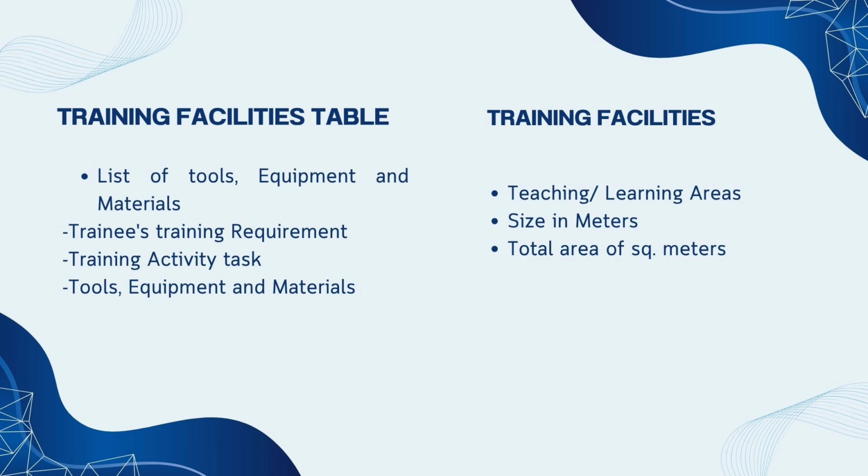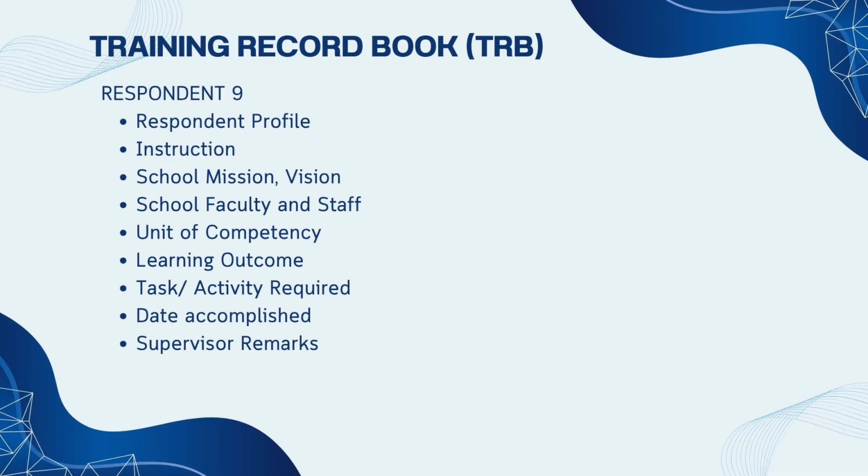This area, training facilities, is the recommended space requirements for the various teaching and learning areas. I also include here the teaching and learning areas, size in meters, and the total square meters in training facilities. So let's move now to the trainee's record book or the TRB in activity 2. I focus on respondent 9. In my activity, I also include the respondent profile, instruction, school mission, vision, school faculty and staff, unit of competency, learning outcome, task activity required, date accomplished, and also the supervisor's remarks.